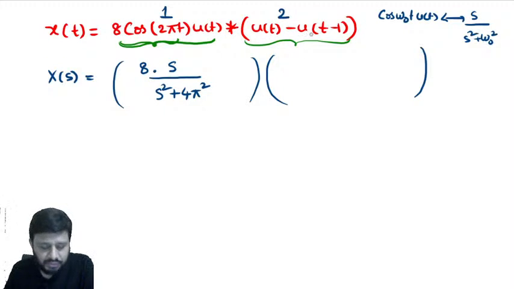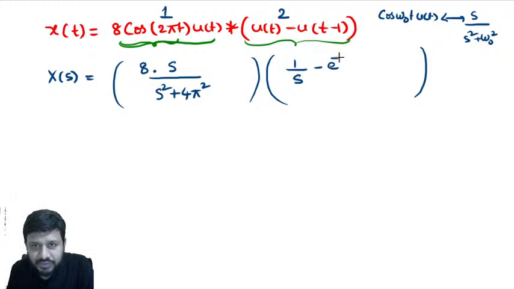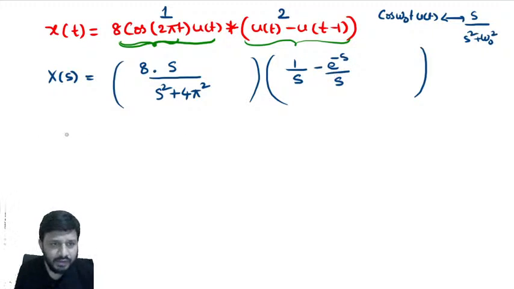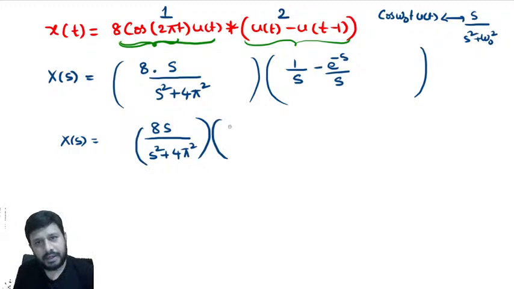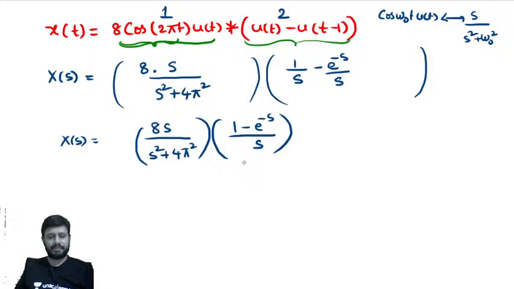Now, what is the Laplace transform for the second one? u of t minus u of t minus 1, means you have to use linearity and time shifting at a time. u of t means 1 by s, minus u of t minus 1 means use shifting property, e power minus s t naught into x of s. So the next step becomes 8s by s square plus 4 pi square multiplied with 1 minus e power minus s by s. Hope everybody is comfortable up to this step.